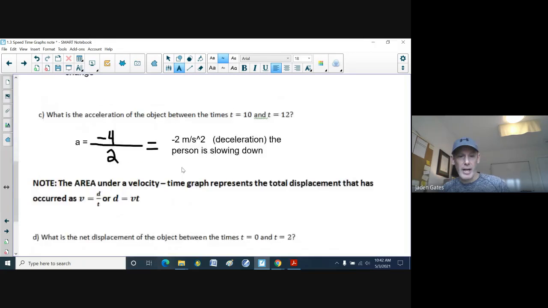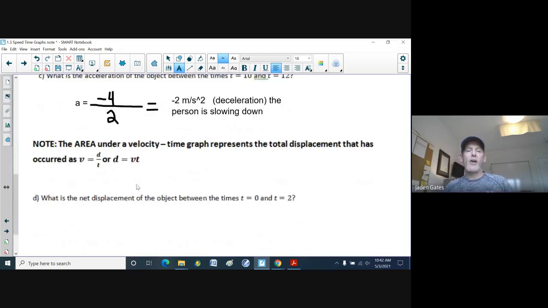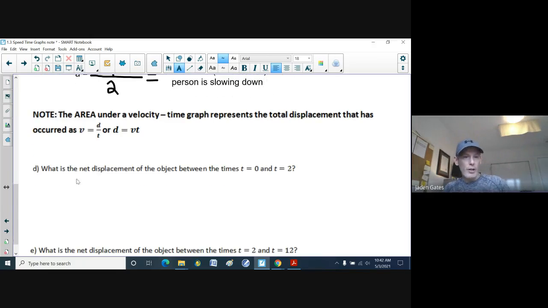Now, here's something a little extra, is the area. So we can actually find two pieces of information from a velocity or speed time graph. With a distance time graph, we could only find velocity, but with a velocity time graph or a speed time graph, we can find two things. And the second thing is that the area under a velocity time graph represents the total displacement that has occurred. So how far they've traveled. So what we can look at is, what is the net displacement between the times of 0 and 2 seconds?